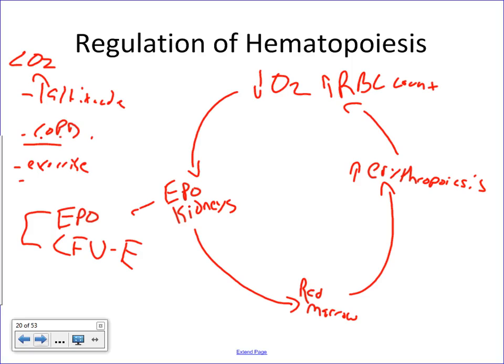And then what's going to happen to erythropoietin? Obviously, the secretion of erythropoietin is going to go down once our red blood cell count goes up and we're able to utilize oxygen better. So obviously, this is an example of negative feedback.